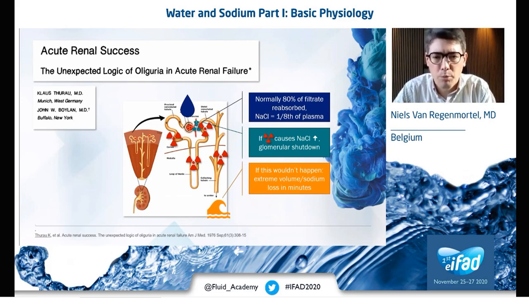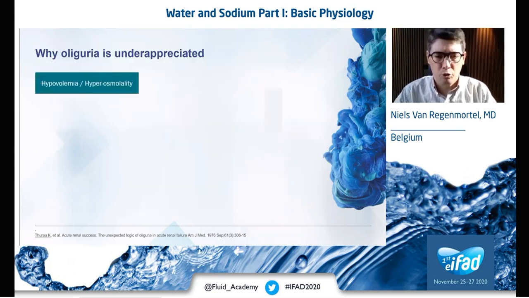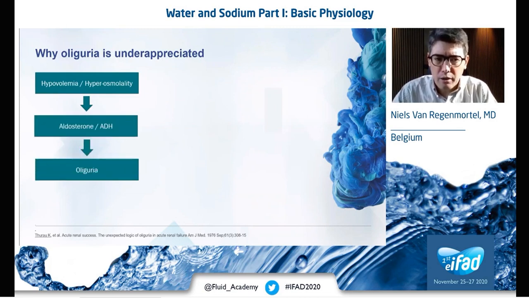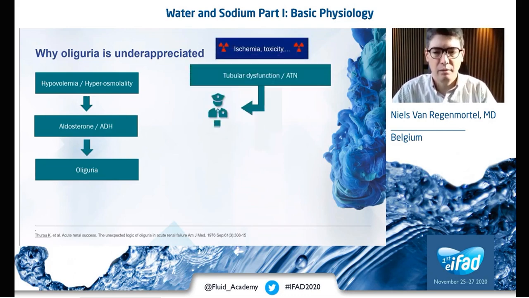So from the moment there is severe damage at the tubular level, the policeman of this system will shut down the glomerulus and will avoid further filtration. And this is, of course, the reason for oliguria, luckily, because otherwise we would die in minutes due to hypovolemia. So why I think oliguria is really underappreciated is that in the case of hypervolemia or hyperosmolality, aldosterone and ADH will lead to oliguria. Luckily, I'm very happy that this system exists.